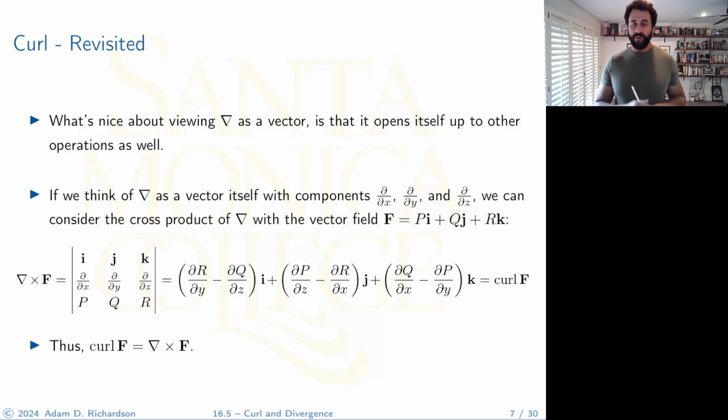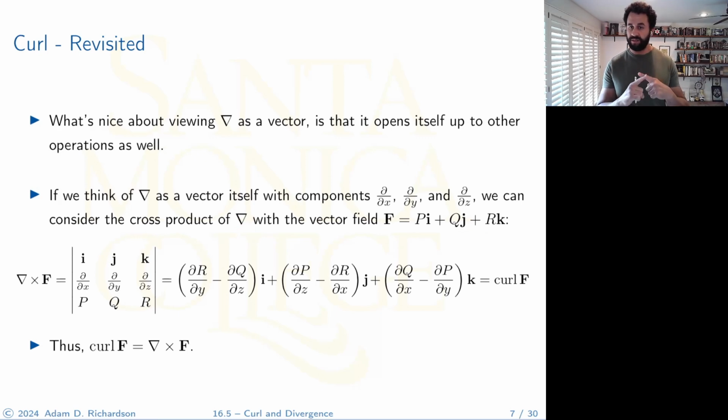Okay, so what's nice about viewing this thing as a vector is that it opens itself up to other operations. So this is where things get interesting. We're going to view this as a vector itself. And if we think of it as a vector with those partial operator components, then what we can do is we can actually consider things like the cross product of del with a vector field. And that's what we're going to do now.